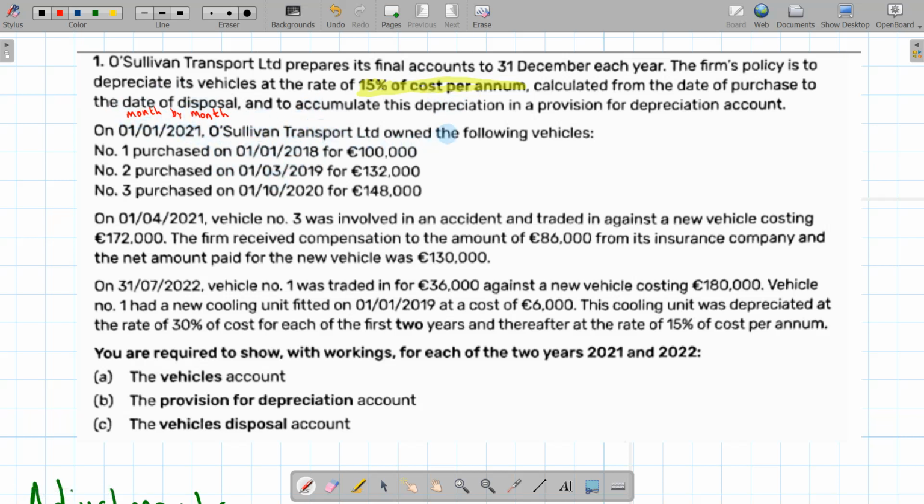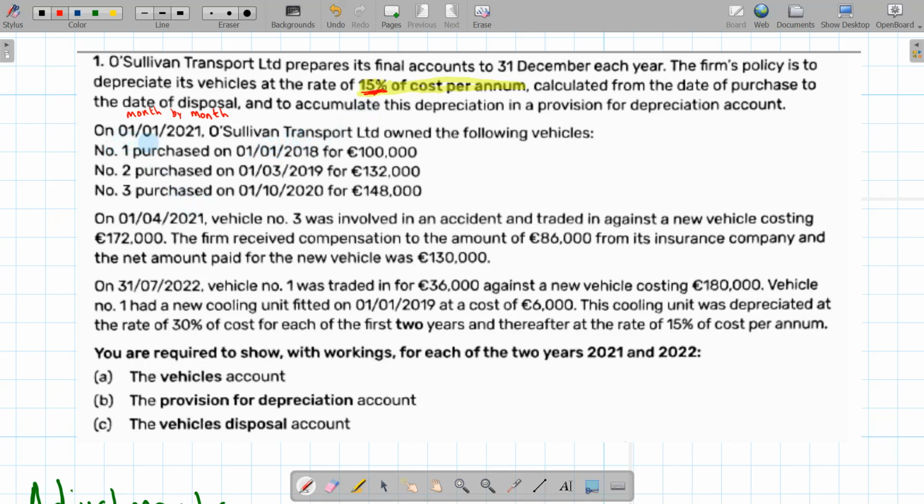We also have to accumulate this depreciation in a provision for depreciation account. Just like normal, that means we'll have T accounts that are segregated. We'll have a vehicles account or fixed asset account, and we'll have a depreciation of that fixed asset account. So perfect, that should all make sense. Okay, 15% is our depreciation amount.